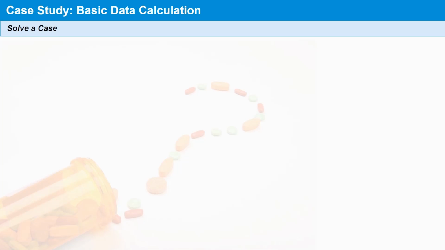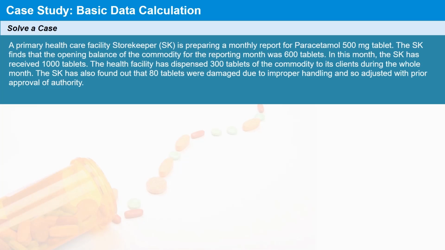Let's now solve a case of basic logistics calculation. A primary healthcare facility storekeeper is preparing a monthly report for tablet paracetamol to submit. The storekeeper finds that the opening balance of tablet paracetamol of a month was 600 tablets. In this month, the storekeeper has received 1000 tablets. The health facility has distributed 300 tablets of paracetamol to clients during the whole month. The storekeeper has found out that 50 tablets are damaged due to improper handling and so adjusted with prior approval of authority. Now please calculate the closing balance of tablet paracetamol of the particular month.